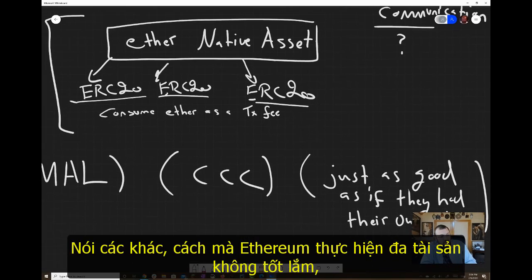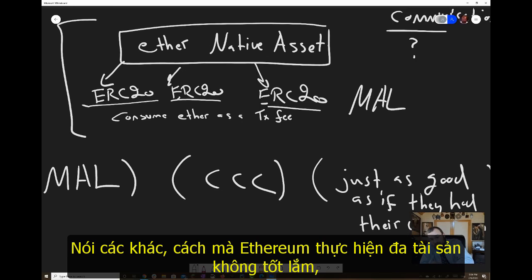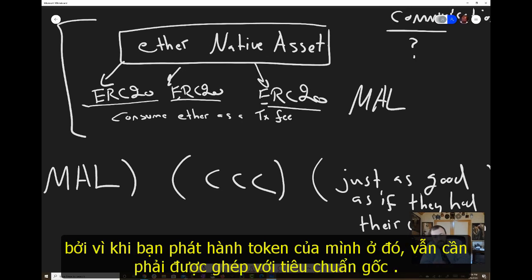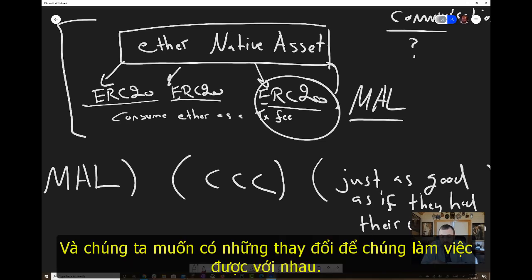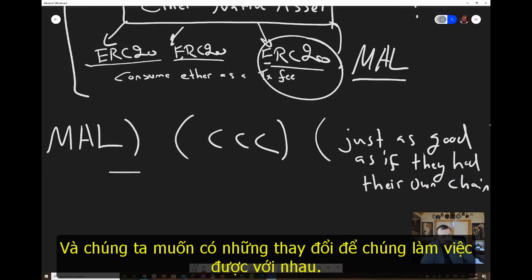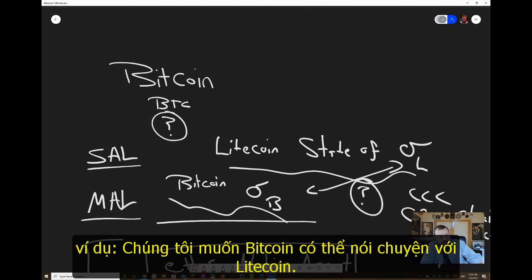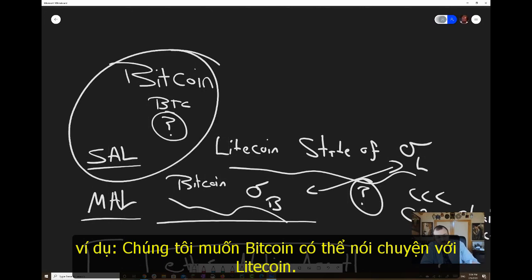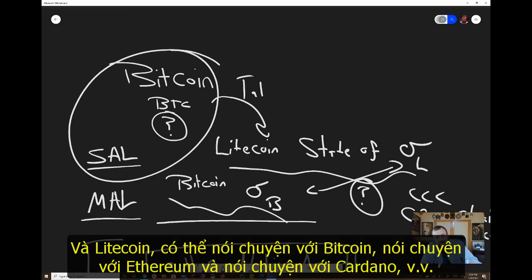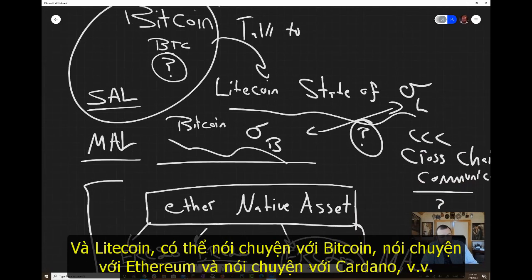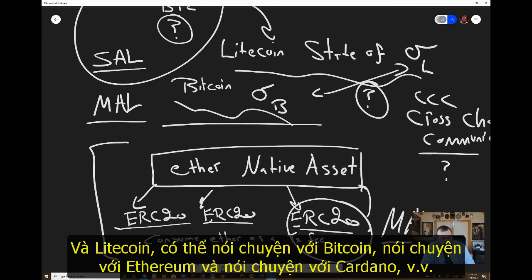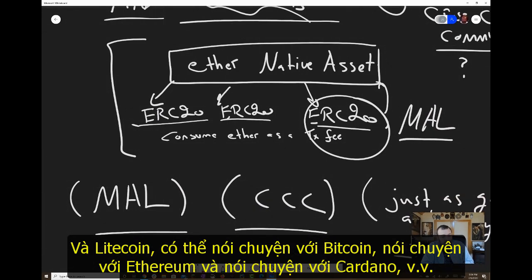In other words, the way that Ethereum does multi-asset is not so good, principally because when you issue your token, you're still coupled to the native standard. And we'd like that all of the innovations that we have work with each other. For example, we'd like in an ideal world for Bitcoin to be able to talk to Litecoin. And we'd like in an ideal world for Litecoin to be able to talk to Bitcoin and talk to Ethereum and talk to Cardano and so forth.